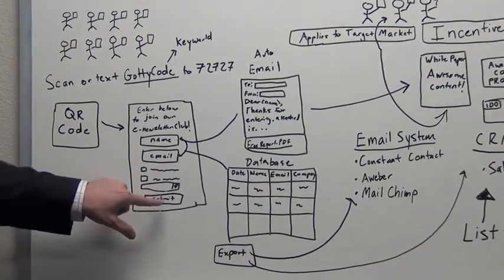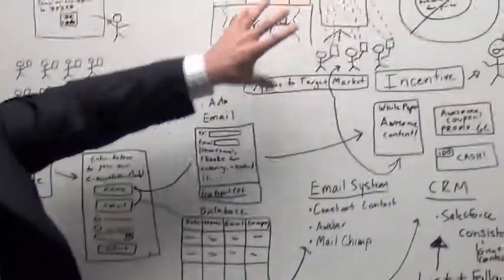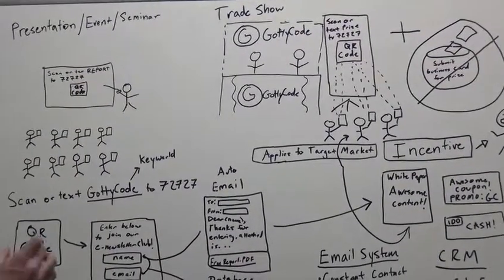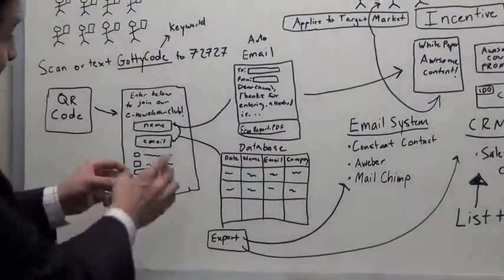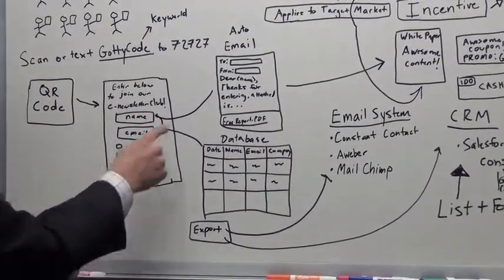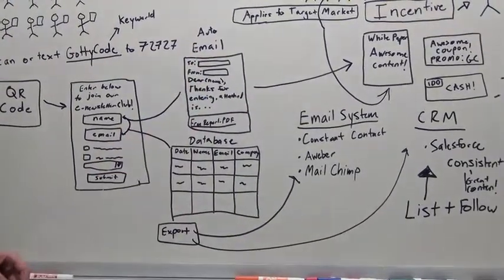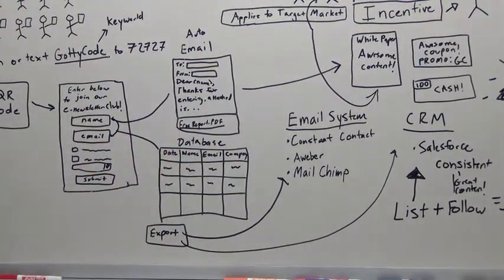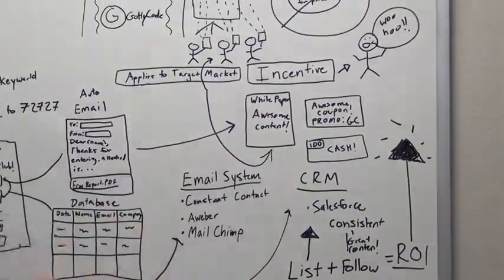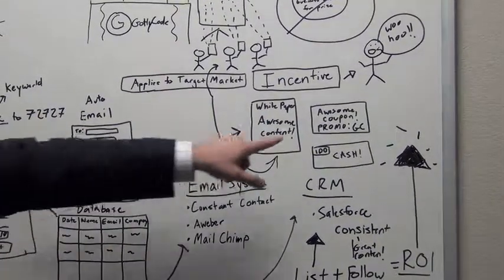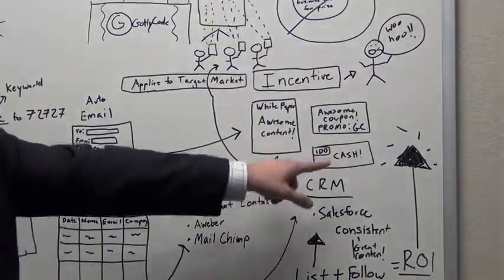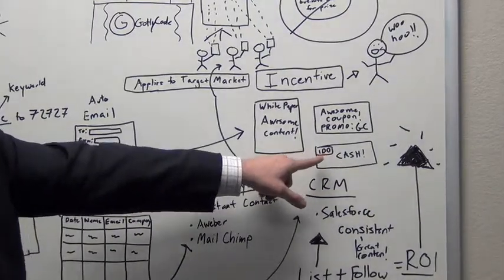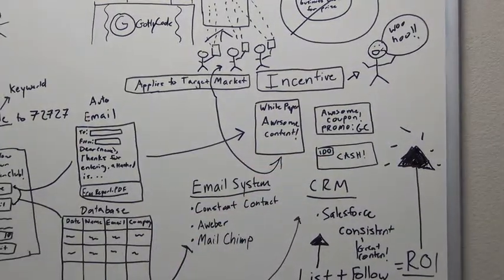And when they submitted that, okay, here they are at the trade show or the presentation, and they've scanned the QR code, and now they've entered in their information, they can be sent an auto email, okay, that could have something like a white paper attached with a PDF, or there could be an awesome coupon or a cash prize notifying them that they won, okay?